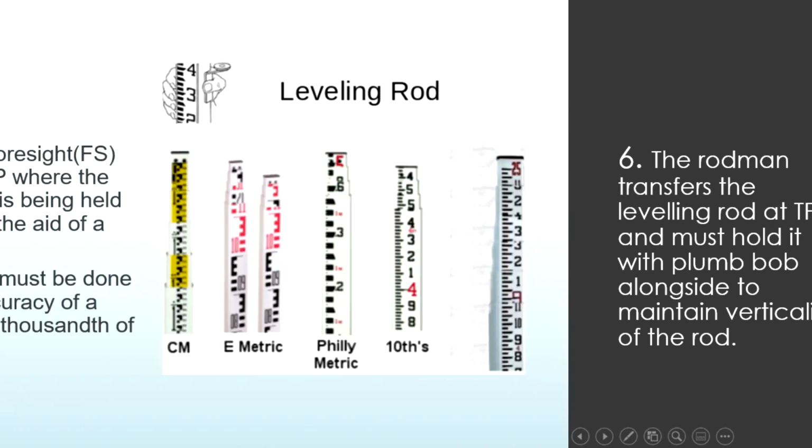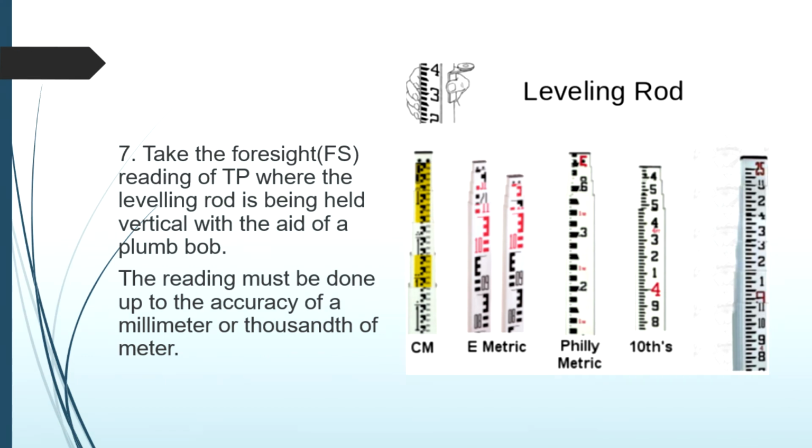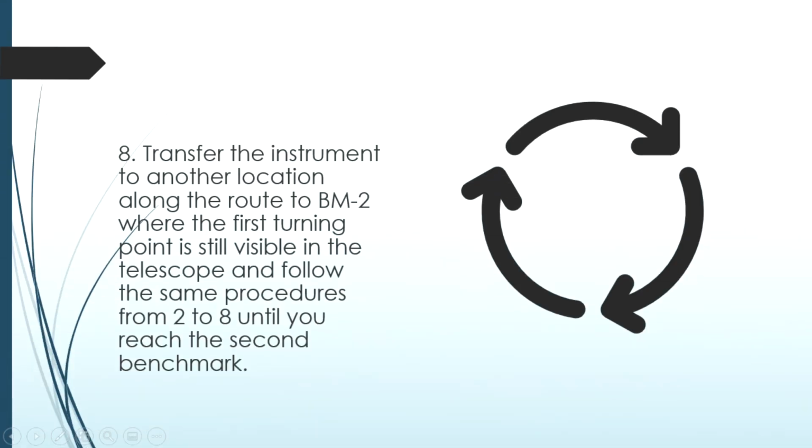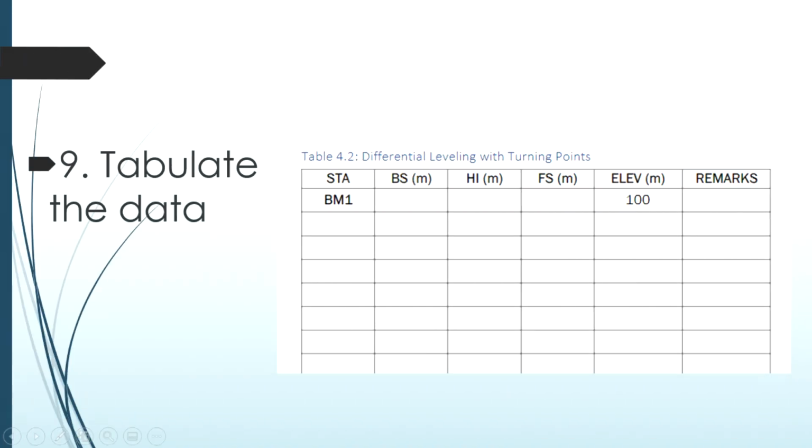Next, the foresight reading of the turning point where the leveling rod is being held vertical with the aid of a plumb bob must be taken. The reading, as usual, must always be done up to the accuracy of a millimeter or a thousandth of a meter. Next, the instrument must be transferred to another location along the route of benchmark 2, where the first turning point is still visible in the telescope, and follow the same procedures as said in steps 2 to 8 until you reach the second benchmark. Lastly, the data that was gathered must be tabulated.